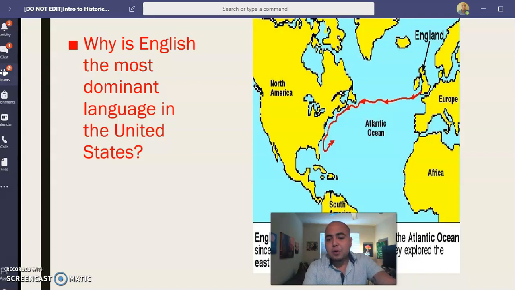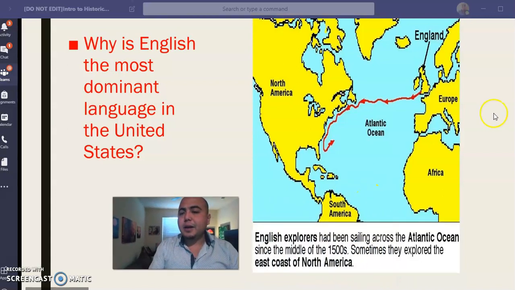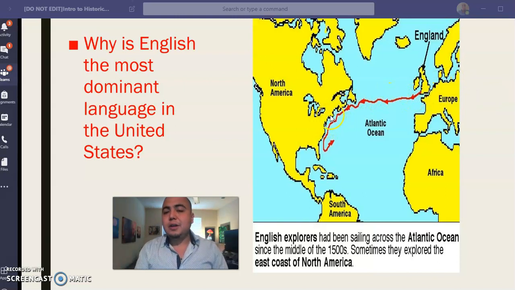As some of you already know, you have English explorers from Britain who settled on Jamestown, Virginia in 1607, right here. And eventually they'll form the 13 colonies. Eventually they'll form their own country, and they're going to conquer all of this right here. And hence why we speak English, okay?